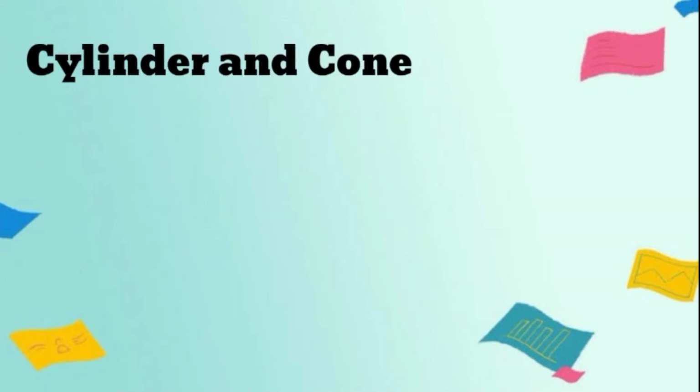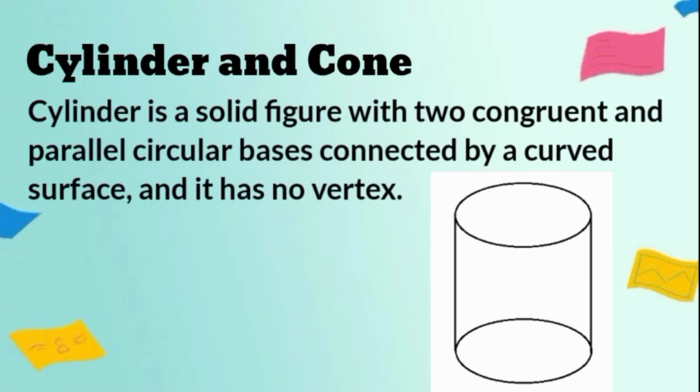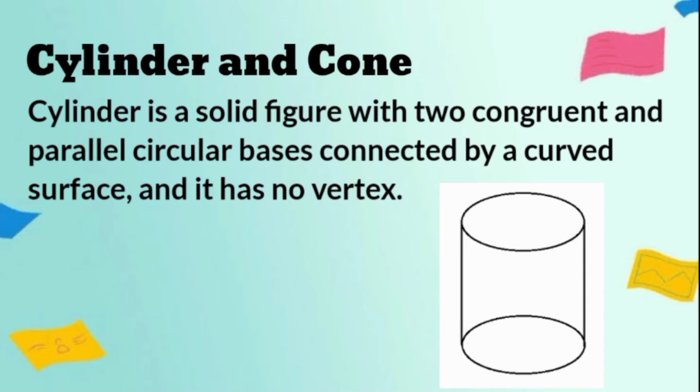Let us move on to the second relationship of the solid figures, which is the relationship of cylinder and cone. When we talk about a cylinder, this is a solid figure with two congruent and parallel circular bases connected by a curved surface, and it has no vertex.